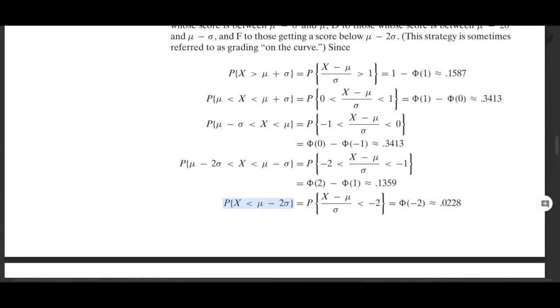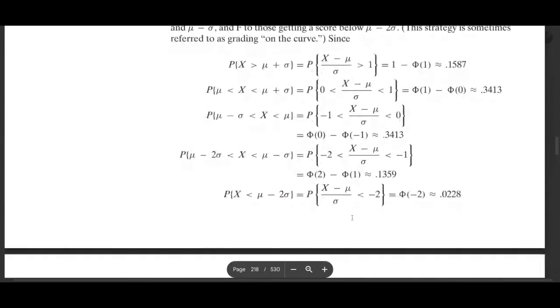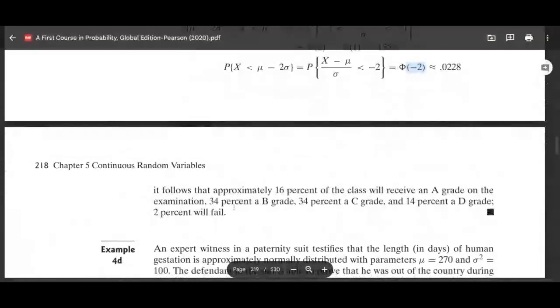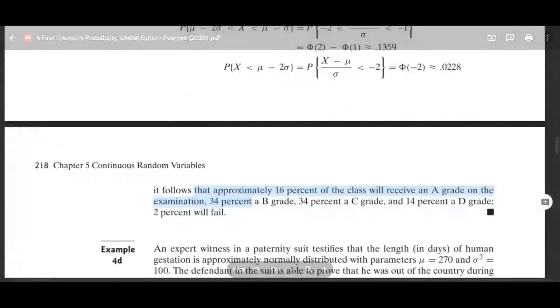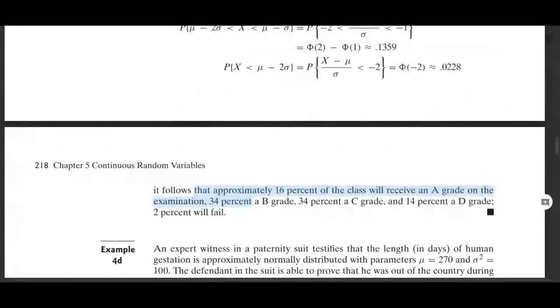X less than mu minus 2 sigma, converted into z-score. Check the value in the table. That's about 2.28%. It follows that approximately 16% of the class will receive a grade A on the examination, 34% B grade, 34% C grade, and 14% D grade. 2% will fail.